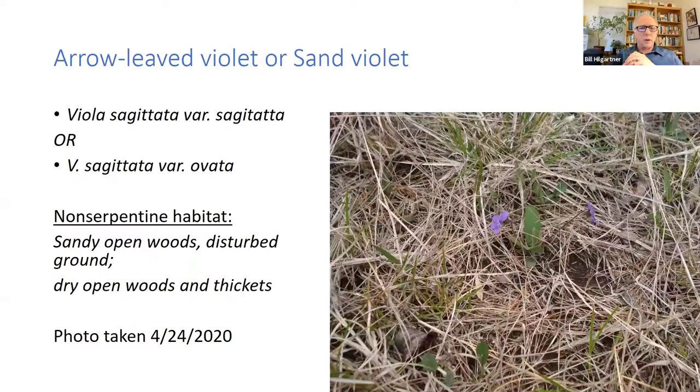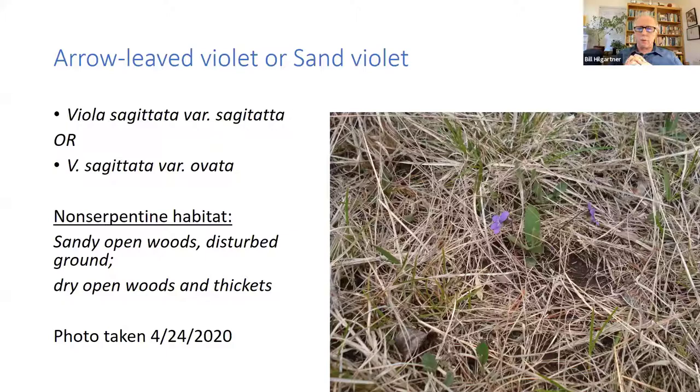Here's a violet that always pops up. It's got very narrow leaves. You might walk past it thinking it's the common blue violet, but it's actually the arrow-leaved violet or sand violet, Viola sagittata. And it also grows on other non-serpentine areas: sandy open woods, disturbed ground, dry open woods, and thickets.